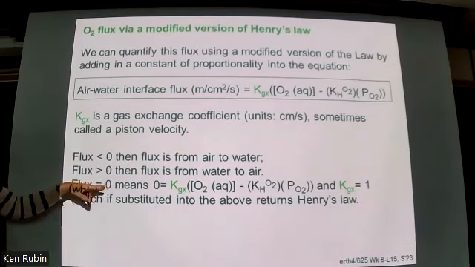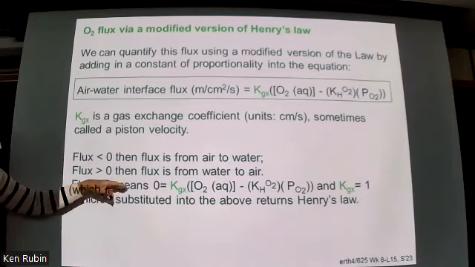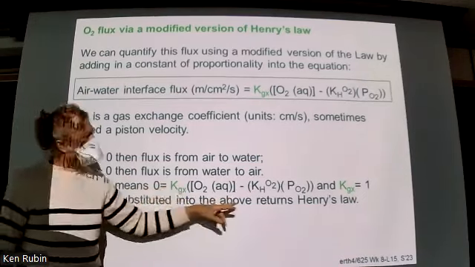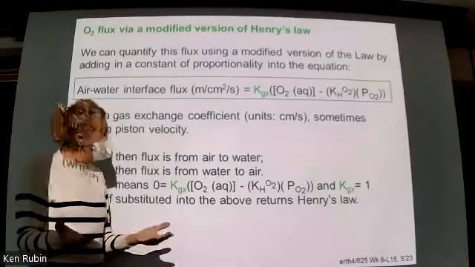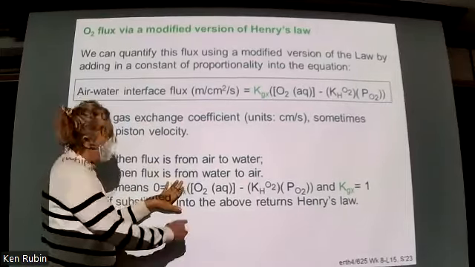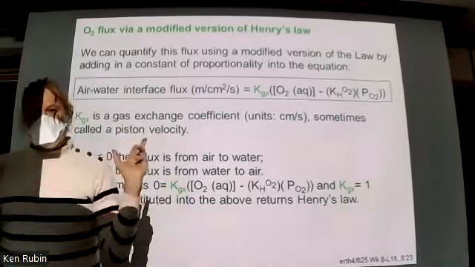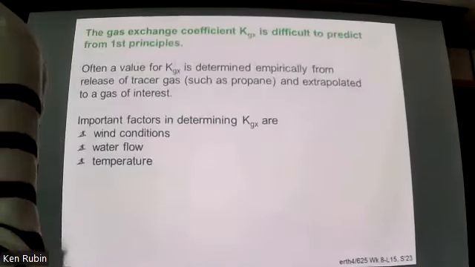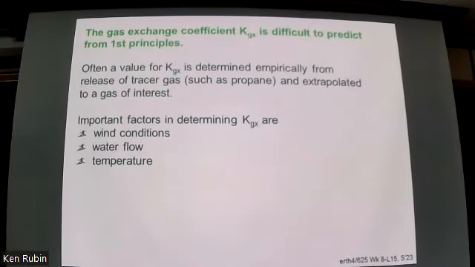And if flux equals 0, you can put that back into this equation and you can reduce it down, and you see that the K gas exchange in that case just becomes 1, and this whole equation just boils down again to the Henry's law as written on the last slide. So it turns out that the K gas exchange is a little bit more complicated than just a constant of proportionality, because it does depend on the actual conditions in the environment.